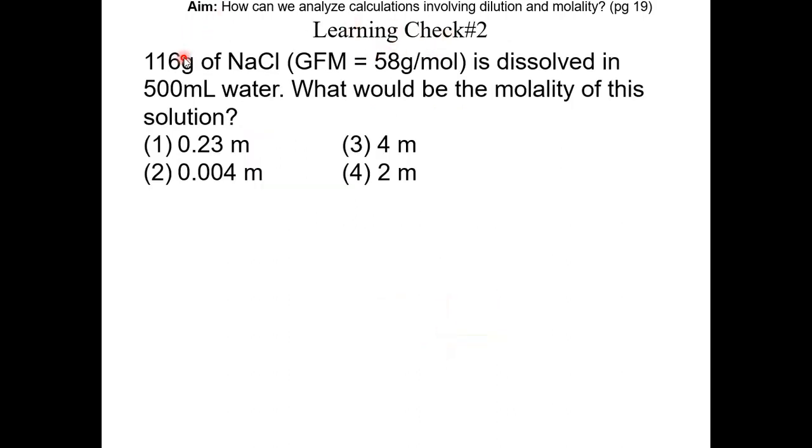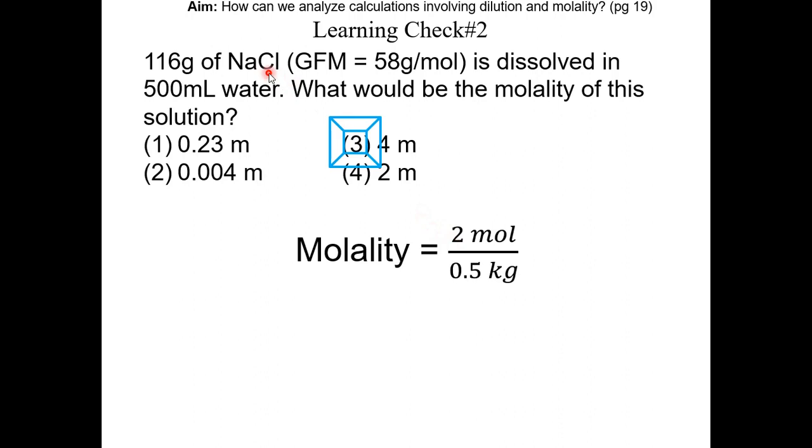Learning check number 2. 160 grams of NaCl is dissolved in 500 milliliters of water. What would be the molality of the solution? Pause the video and resume as completed. The answer is choice 3. In the question, we have 2 moles of NaCl, 116 divided by 58 is 2, and 500 milliliters is 0.5 kilograms. Therefore, there's 4 molal. Try to do the rest of the questions on your own.